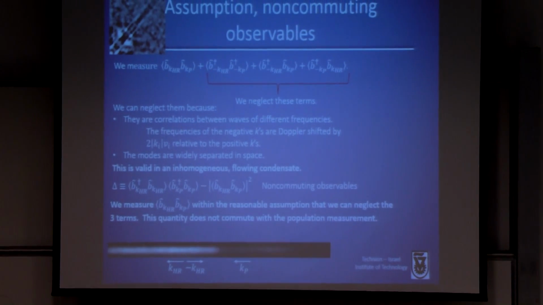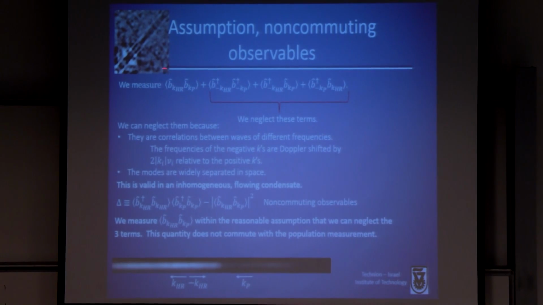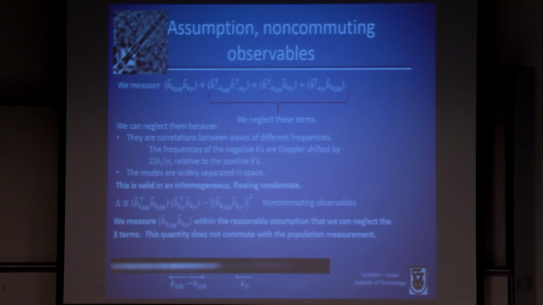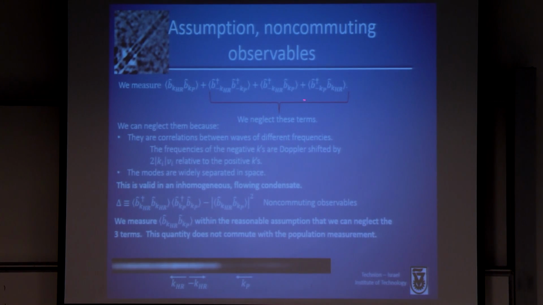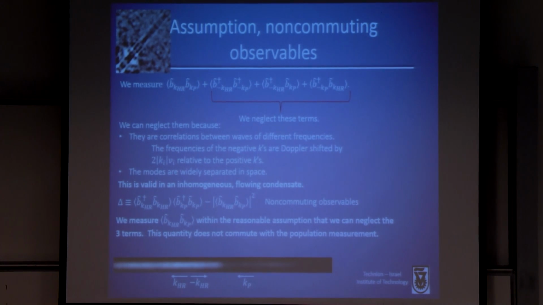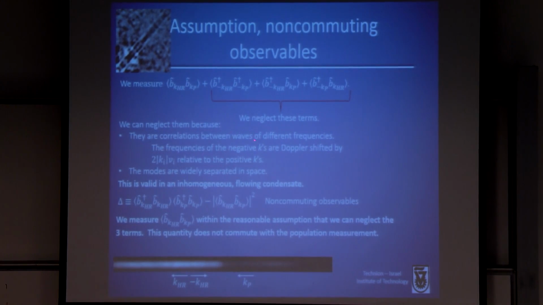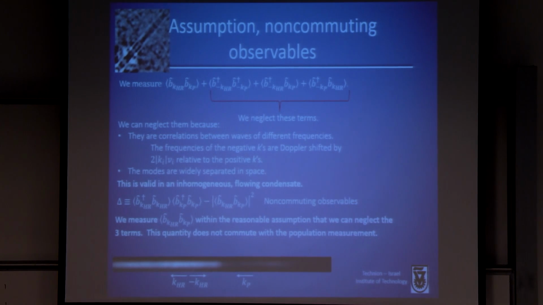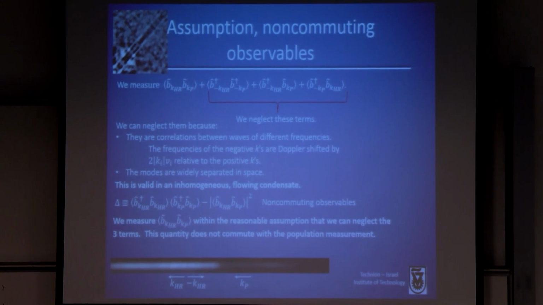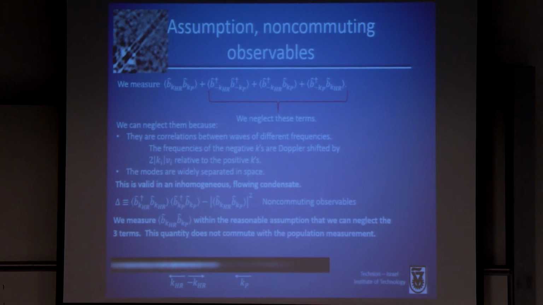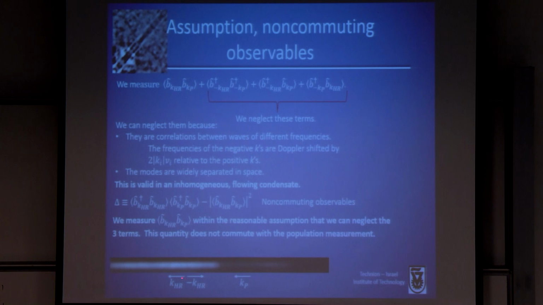There's been an assumption made here. In getting this pair of operators, we've thrown away these three pairs of operators. Why can we throw them away? We can neglect them because these are correlations between waves of different frequencies. Meaning, here's a partner particle which has the same absolute value of frequency as this Hawking radiation particle. However, due to the Doppler shift, a wave going in the other direction has a different frequency than the wave going this way, because this is a flowing condensate.